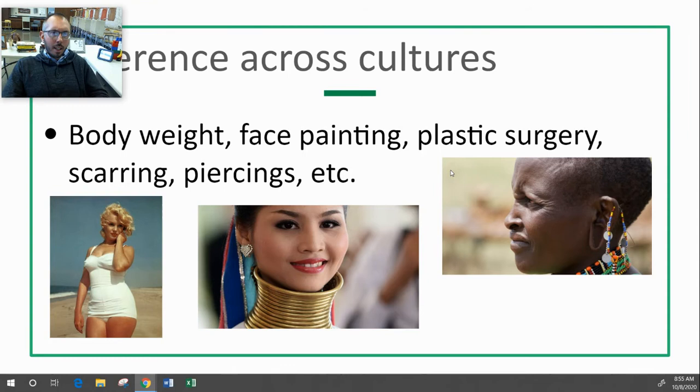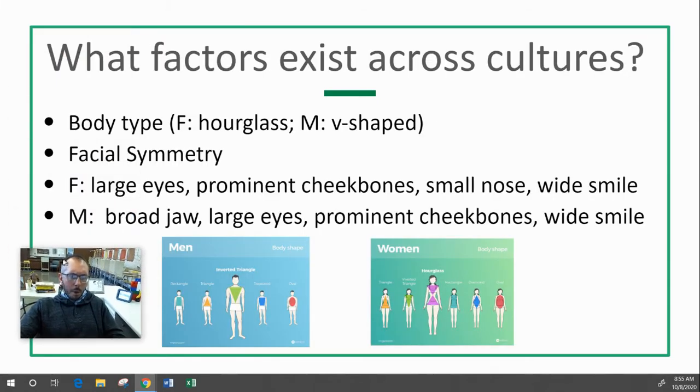This is not the stuff I'm talking about. These are cultural variations, and oftentimes unhealthy, right? Cultural variations with body weight. No, I'm talking about things that go across every culture that we see. And what factors exist across all cultures for physical attractiveness?